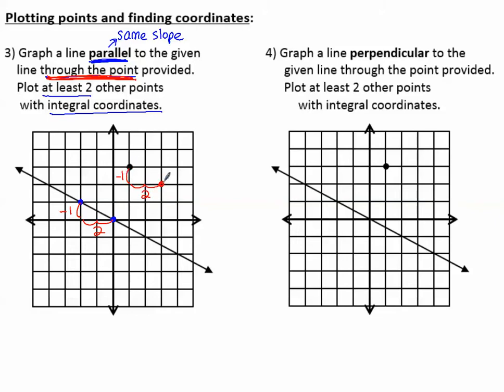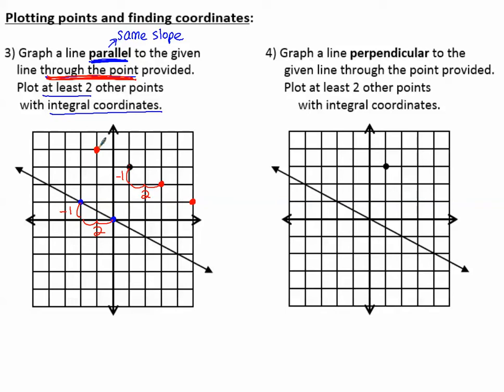I put another point. Now it says plot at least 2 other points, so I could do it again, down 1 over 2 and plot another point. But if I run out of room or need more points, I could go backwards. Backwards of down 1 is up 1, backwards of right 2 is left 2, and then I find another point.